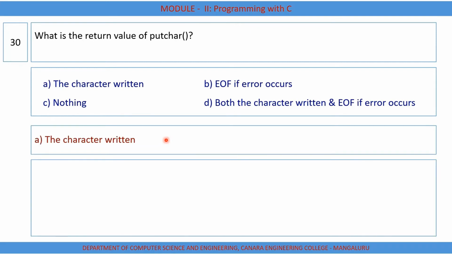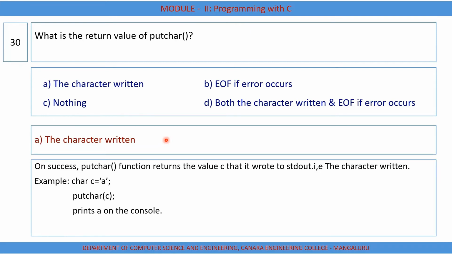Next, what is the return value of putchar? Option A, the character written; option B, end of file if error occurs; option C, nothing; or option D, both the character written and end of file if error occurs. The putchar function will return whatever character is written. For example, char C equal to A, putchar C will print A on the console.